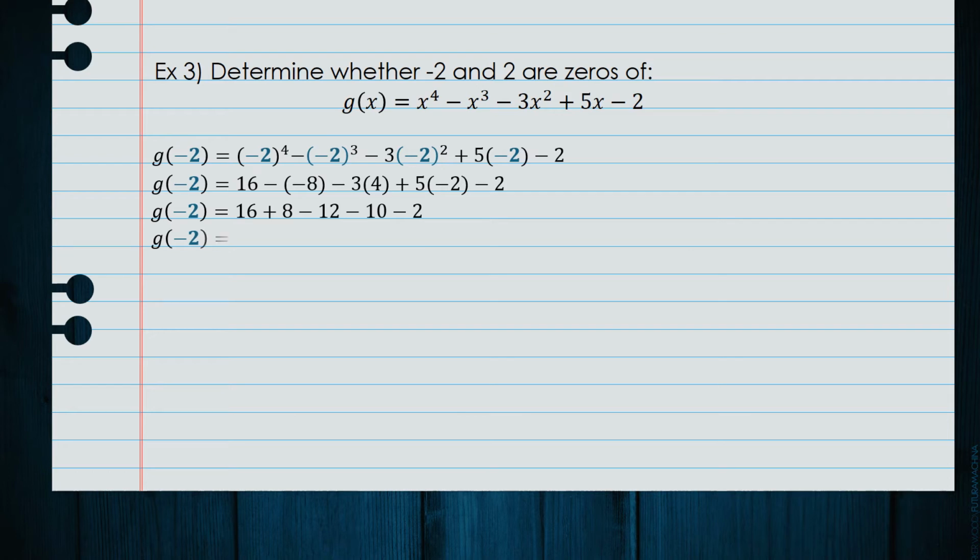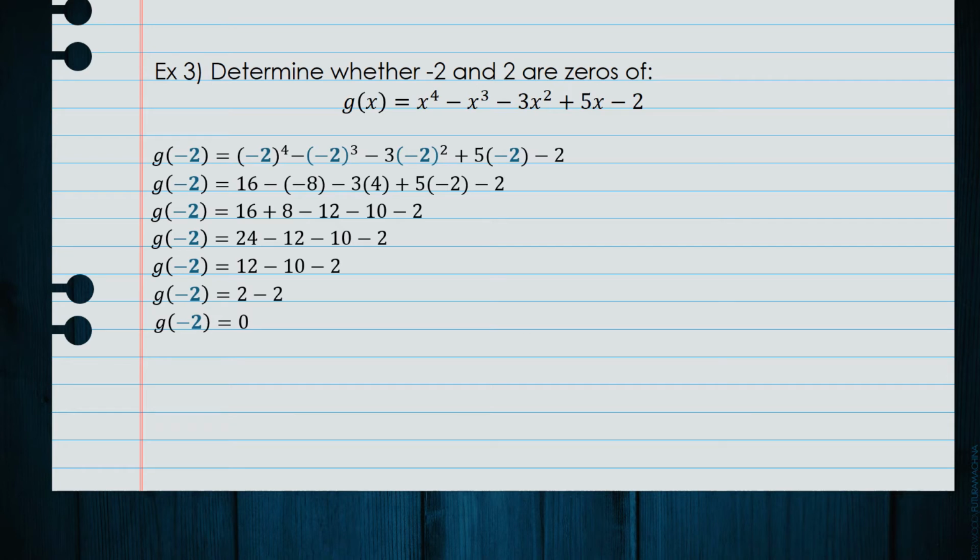16 plus 8 is 24. Bring everything else down. Next we see 24 minus 12. Well, that's 12. And we bring everything else down. Next is 12 minus 10. That is 2. Bring everything else down. And then the last step, 2 minus 2, is 0.